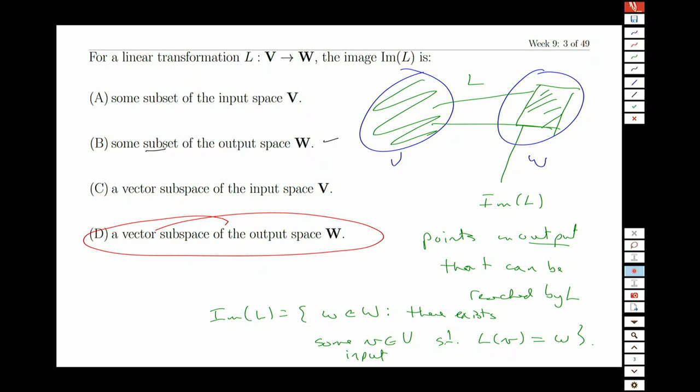Questions, comments? Both the kernel and the image are vector subspaces of their respective input or output spaces, exactly. All right. Show of hands, is that ringing some bells now? It's just been a few days, and that's all. A little rough. Okay. All right.